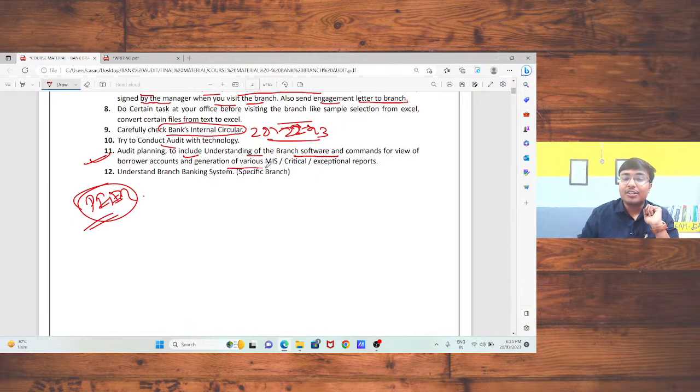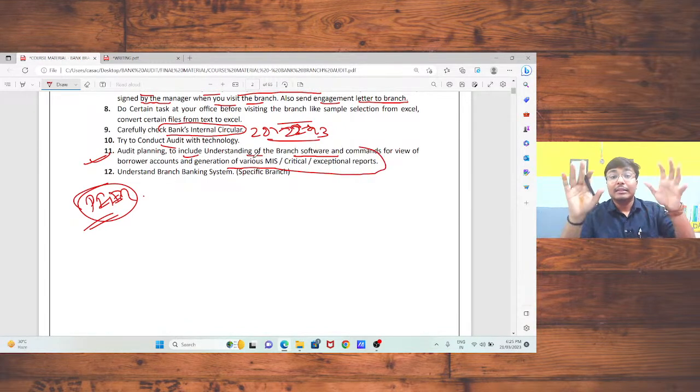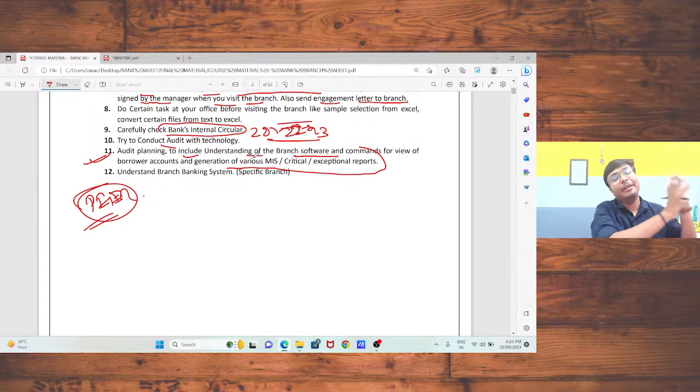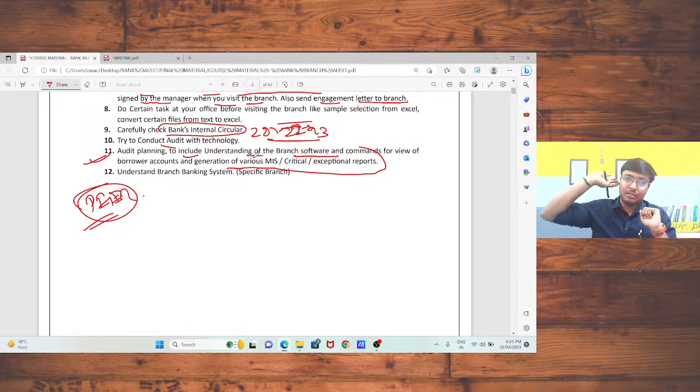Borrower accounts and generation of various MIS reports at the time of doing that bank branch audit. When you demand certain documents or certain reports, the bank manager or staff will say, sir, these reports are not available in our system, or these reports are not generated, or this is generated on a monthly basis, or this is generated on a weekly basis.